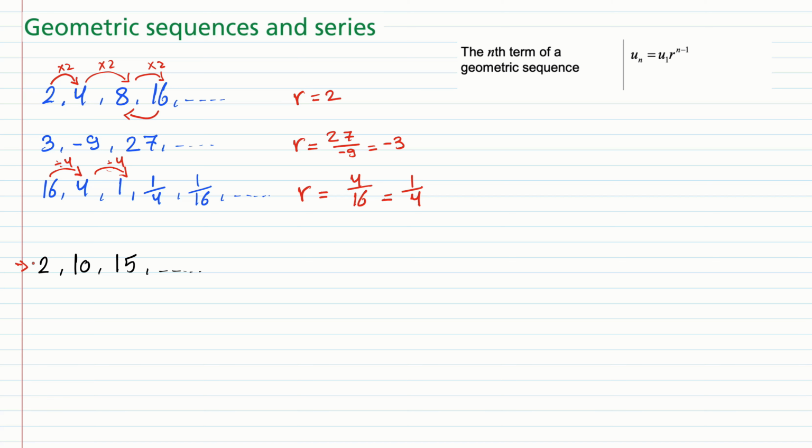In the next pattern, you want to check first if it is a geometric sequence or not. So if you divide 10 by 2 equals 5. If you divide 15 by 10, it will not be 5. Okay, it's going to be 3 over 2. So this is not a geometric sequence.